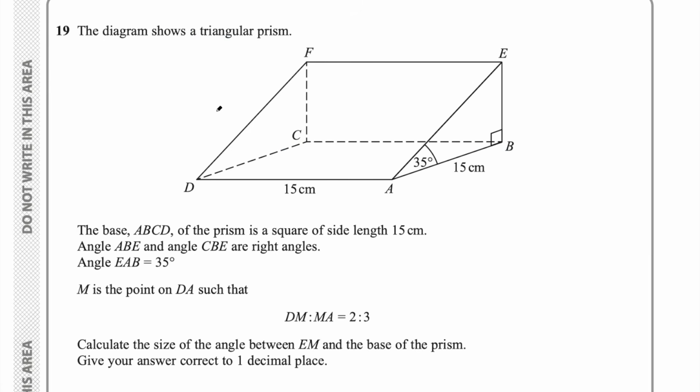Question 19 says the diagram shows a triangular prism. The base ABCD of the prism is a square of side length 15 centimeters. Angle ABE and angle CBE are right angles. Angle EAB equals 35 degrees. M is the point on DA such that DM to MA equals 2 to 3. Calculate the size of the angle between EM and the base of the prism. Give your answer correct to 1 decimal place.